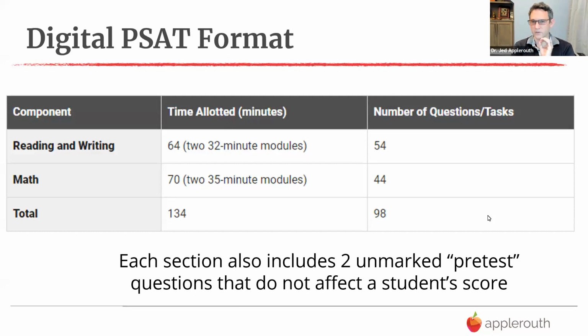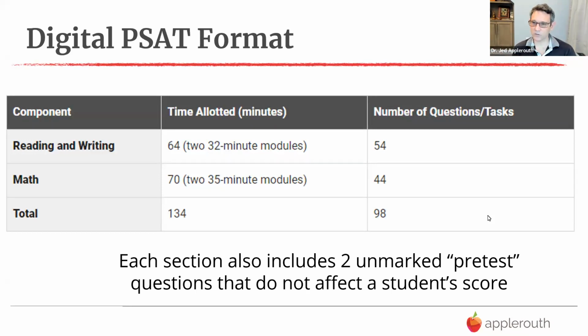The structure of this new digital test is as follows. You have 2 32-minute modules, and the first one is a baseline. Everyone gets a similar test. Then after that, you get your adapted module, either easier or harder. We have that first for reading and writing, a 10-minute break, and then math, 35 minutes for the baseline, and then the adapted, either easier or harder. And that's it. So we have 134 minutes. That is it. 2 hours and 14 minutes of test time and 10 minutes of a break. And that's it. This thing is a short test.